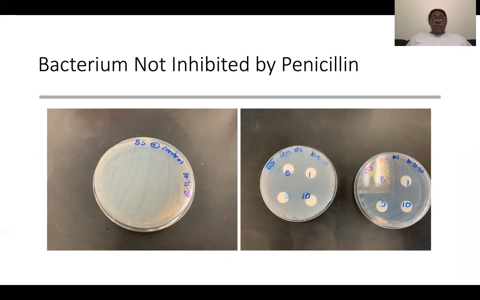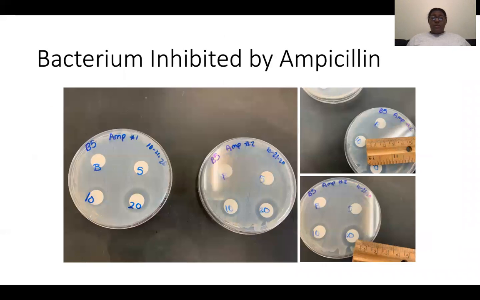I was able to conclude that the bacterium was not inhibited by penicillin. So my bacterium is resistant to penicillin at the concentrations 1, 5, and 10. The bacterium is inhibited by ampicillin. There are zones of inhibition at 10 and 20, which shows that the bacterium is sensitive to ampicillin at 10 and 20, but not at 5. So to some degree, it is resistant to ampicillin.